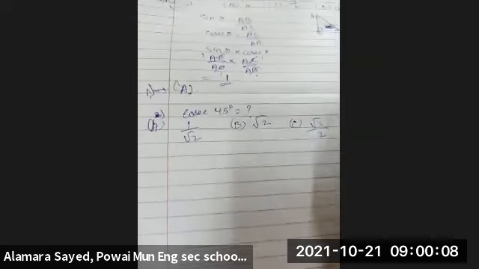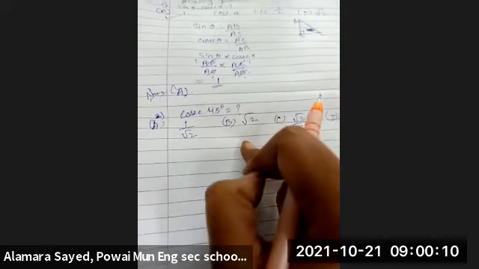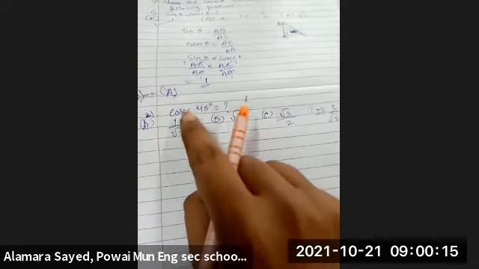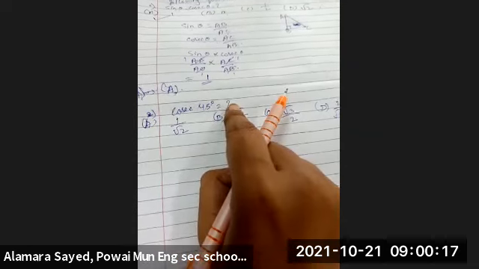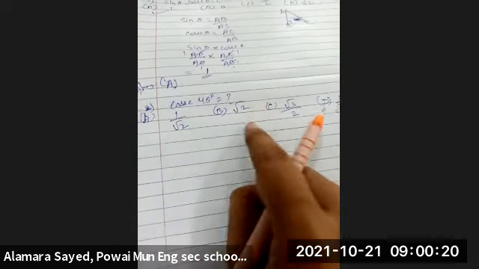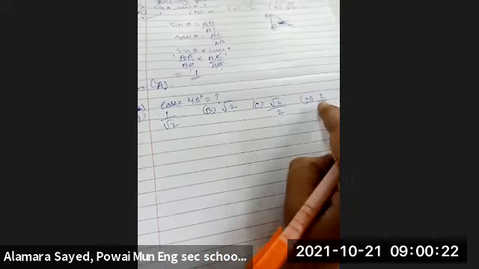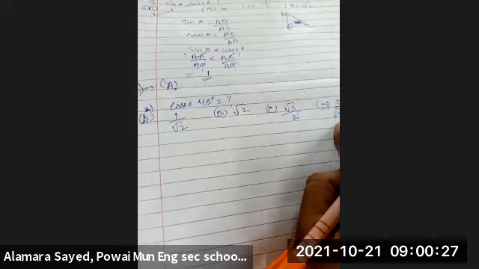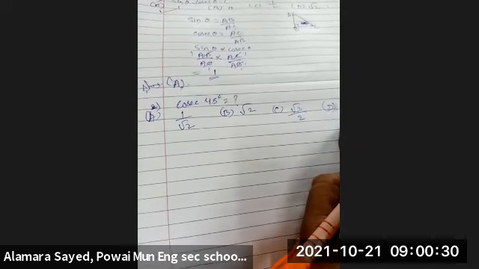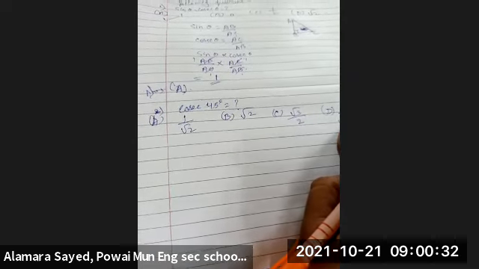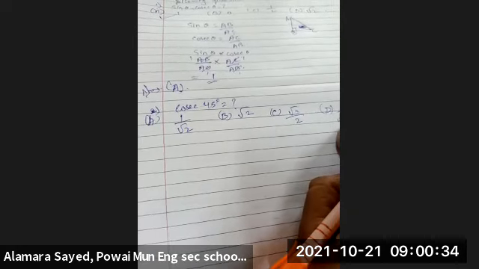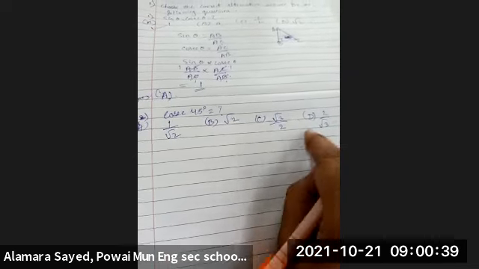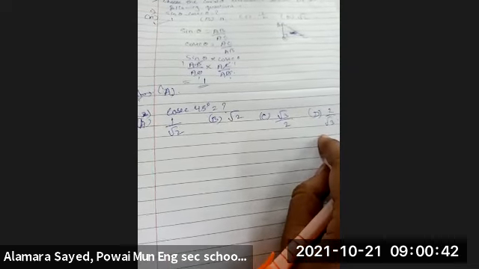The options given are: 1 upon root 2, root 2, root 3 upon 2, and 2 upon root 3. Cosec 45 degree is equal to what? If you have the textbook with you, can you give me the proper answer? If you know the proper option, can you raise your hands?